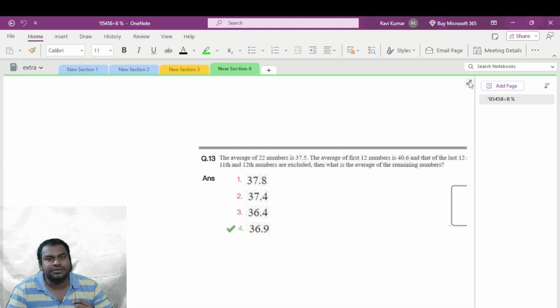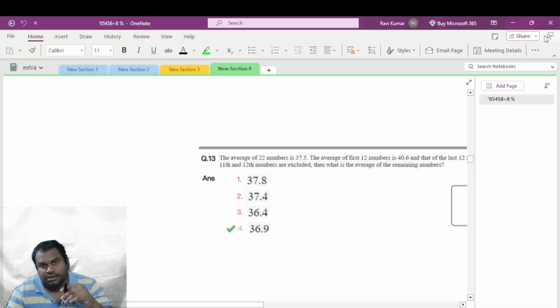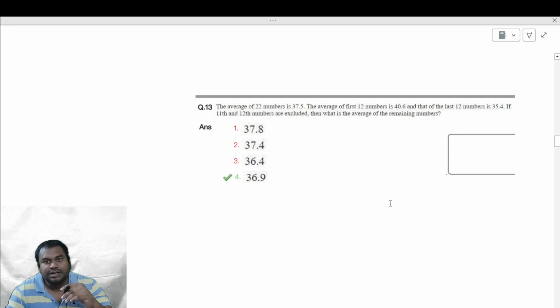The average of first 12 numbers is this question which is given in SSC CGL. The average of 22 numbers is given as 37.5. So there were 22 numbers, and their average is given as 37.5. The same way, the average of first 12 numbers is given as 40.6 and that of the last 12 numbers is 35.4. If 11th and 12th numbers are excluded, then what is the average of the remaining numbers?